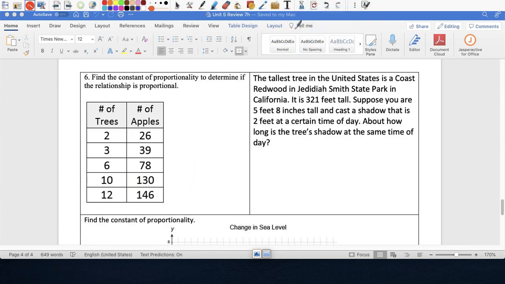Tallest tree in the United States, in California, it's 300... so here's a tree. It's 321 feet tall, that's the height. Okay, so you're 5 feet 8 inches. So here is you. Oops, floating above the air. So here's you, 5 feet 8 inches.